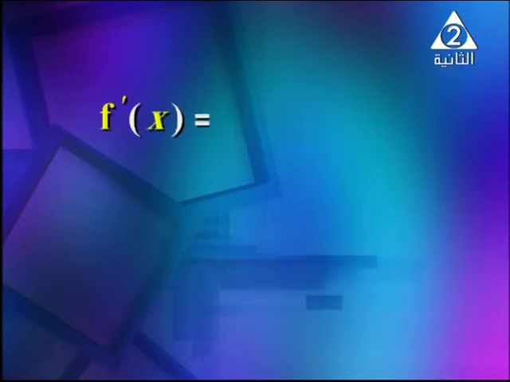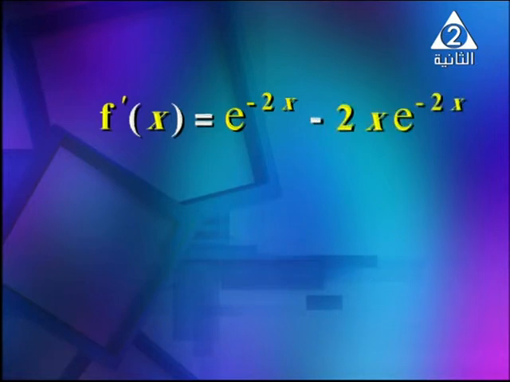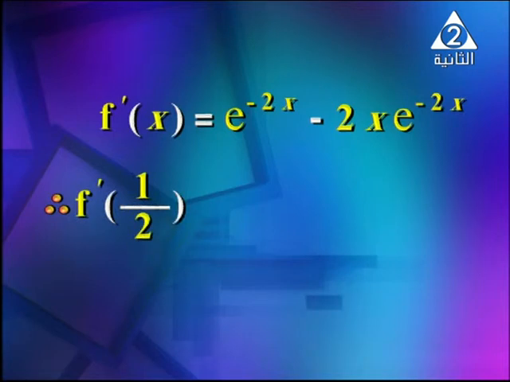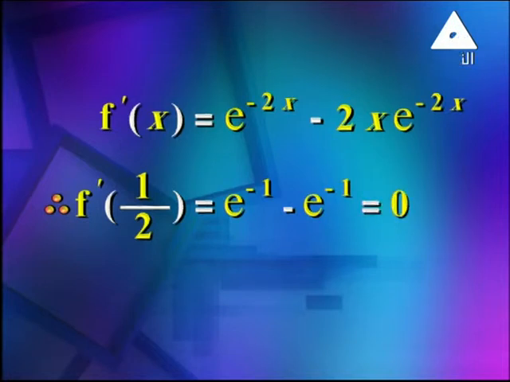Then my dear student, f dash equals e power negative 2x minus 2x e power negative 2x. By using x equals 1 over 2, the answer is e power negative 1 minus e power negative 1. The correct answer is 0.